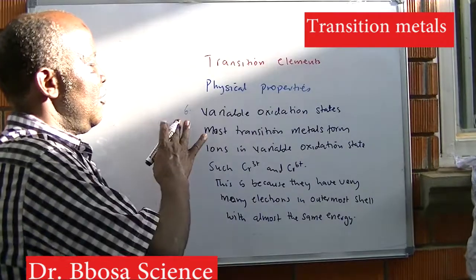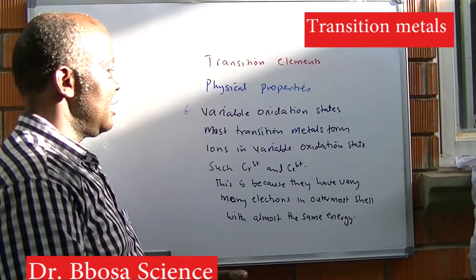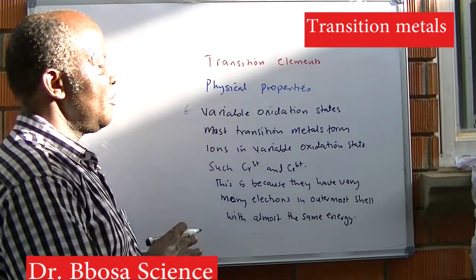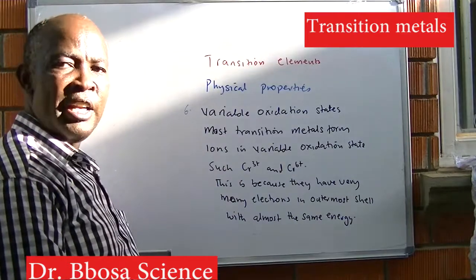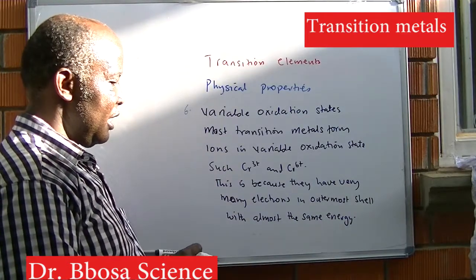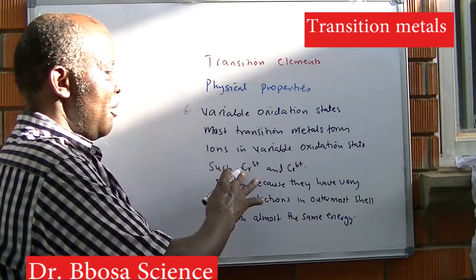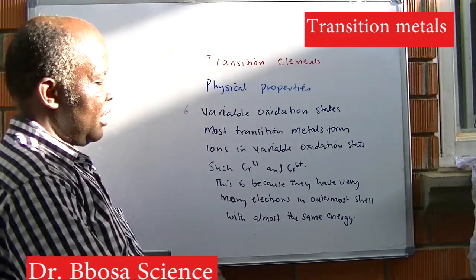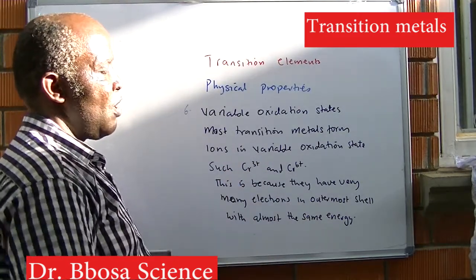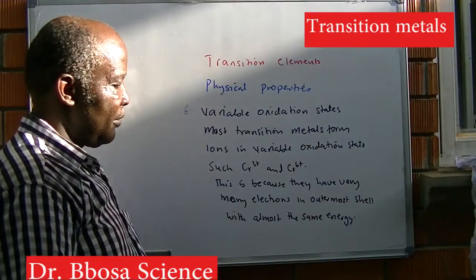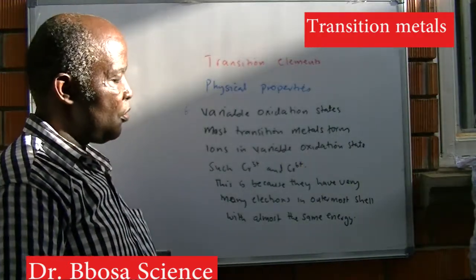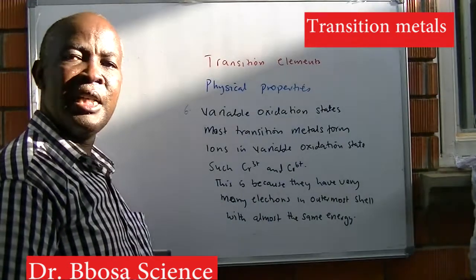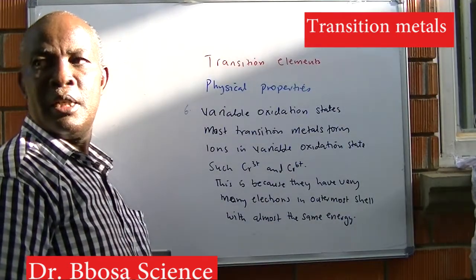6. Variable oxidation states. Most transition metals form ions with variable oxidation states, such as chromium 3 and chromium 6. This is because transition elements have many electrons in the outermost shell with almost the same energy.